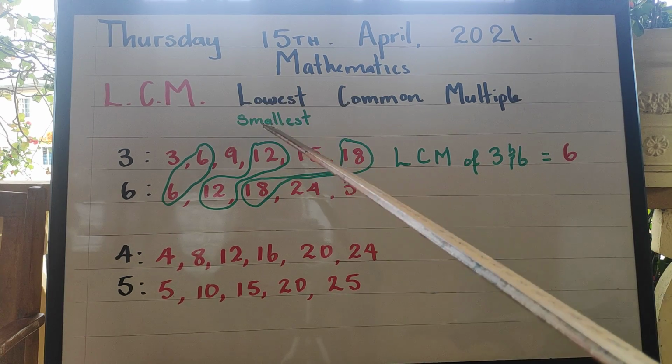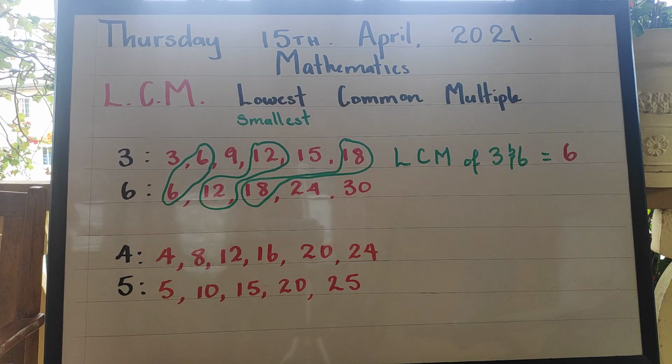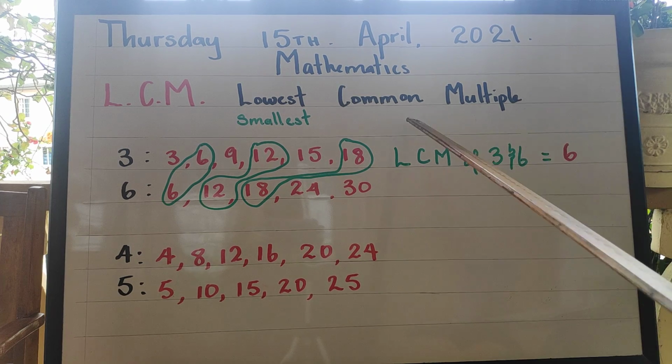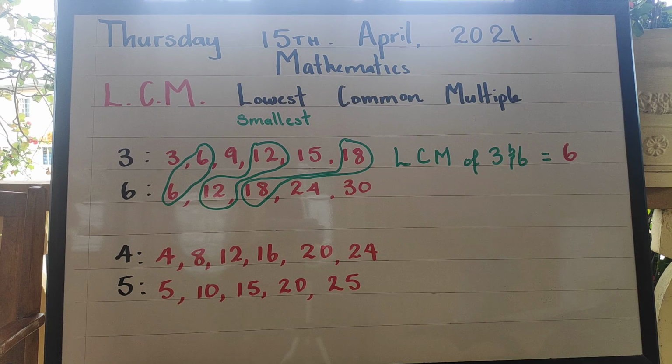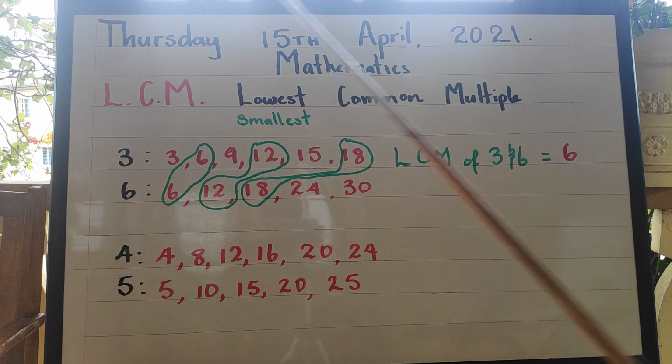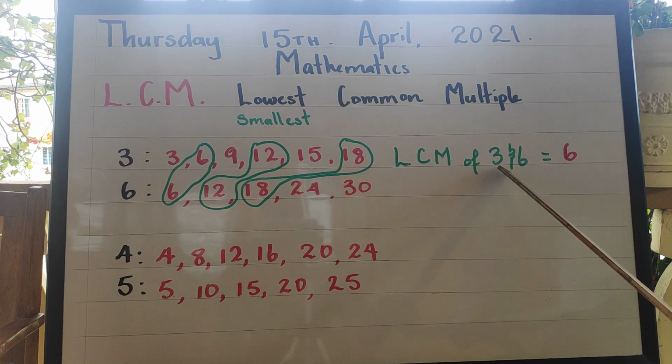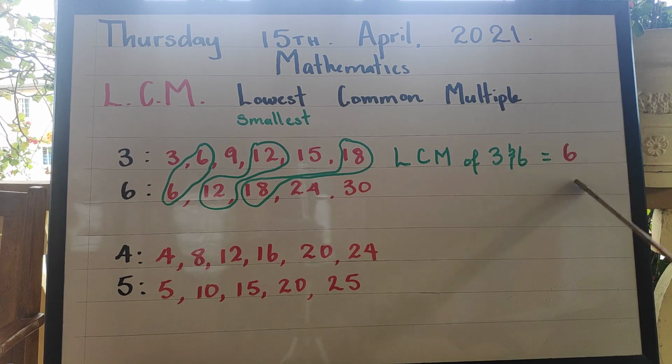Let's review it again. LCM means lowest or smallest common multiple. We did multiples, then we did common multiples. Now we're doing the lowest or the smallest common multiple. Step 1, we write our multiples for our numbers, and then we find out what the common multiples are. Then we look for the lowest or the smallest common multiple. The LCM of 3 and 6 is equal to 6. 6 is the lowest common multiple. Let's look at the next one.